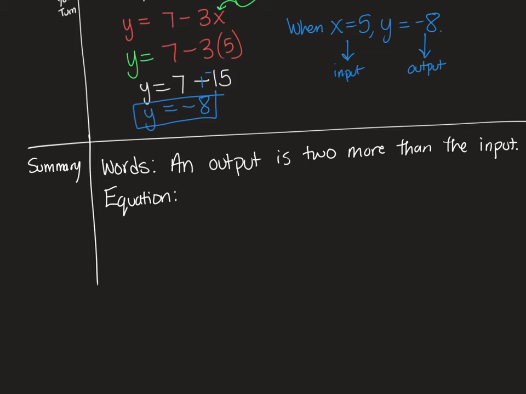All right, so hopefully some of you guys tried to answer this in the chat during class. An output is the y. Remember, if you had an input-output table, the output would be the y. So there's the output. The input is the x. So the output equals 2 more than the input. 2 more than the input is the input plus 2. More than is plus, and then 2 is just the number 2.